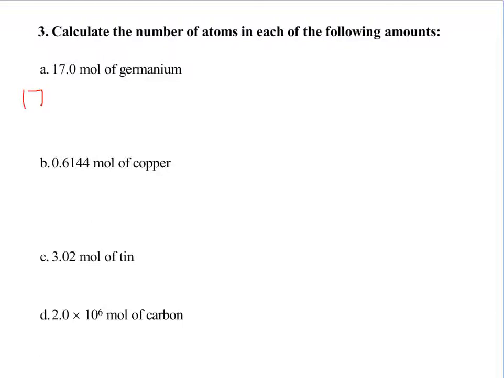So if we write down 17.0 moles of germanium, which is Ge, we're going to set this up without writing any numbers in yet, just our units, to make sure that we get everything canceled. So moles of Ge goes on the bottom, and atoms of Ge goes on the top. And that's it. It's a one-step conversion because our moles cancel, and we're left with atoms of germanium, which is what we want. So it's a one-step conversion process.